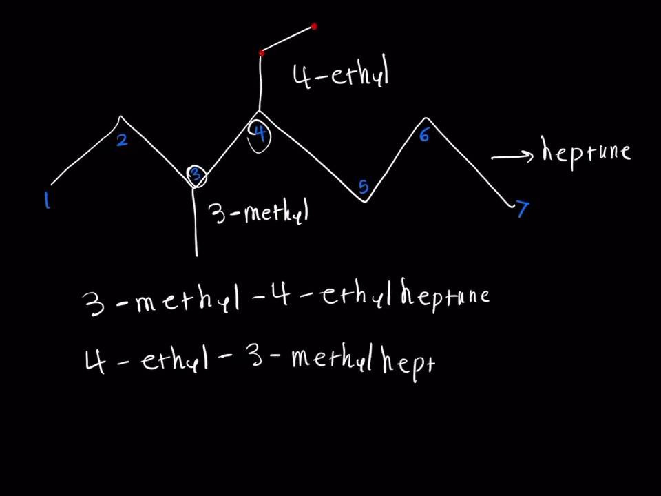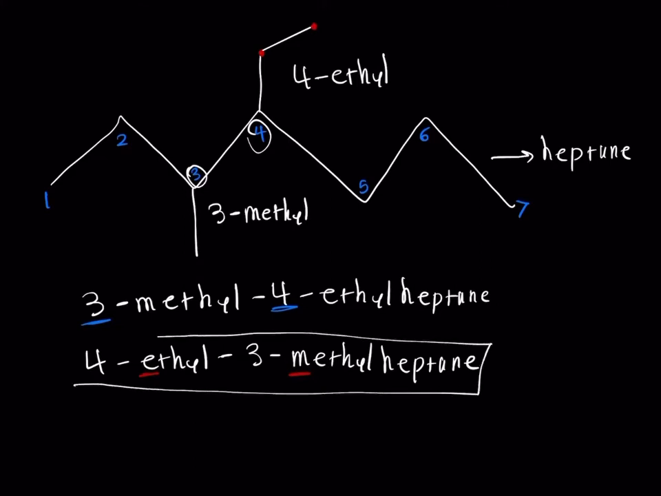But we could also write the ethyl first because E comes before M in the alphabet. So which option do we go with? Do we prioritize the numbering order or do we prioritize the alphabet? The priority is always going to be the alphabet. So you would write the ethyl first before the methyl because E comes before M in the alphabet.